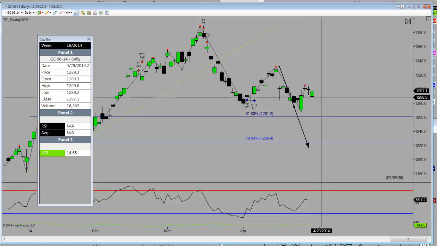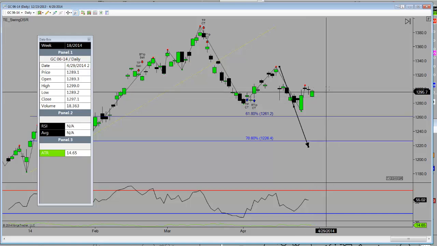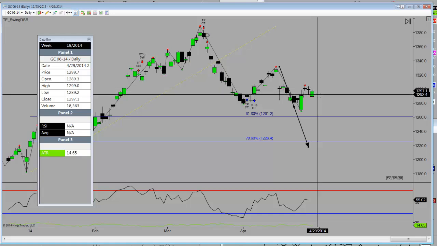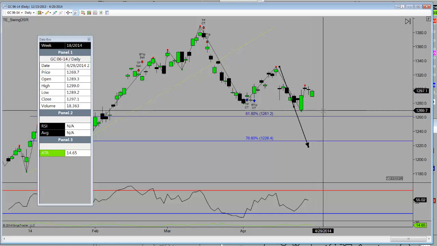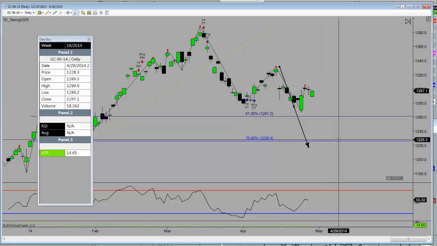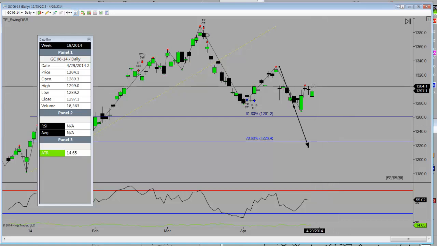So I've got interest in selling the 1305 handle. If I'm a swing trader, I'd look for a retest of this low right here, 1270. That's a $35 move. And then my extended targets would be 1226. The other thing, obviously, we could look for a test of this level. We could look to buy GLD puts.